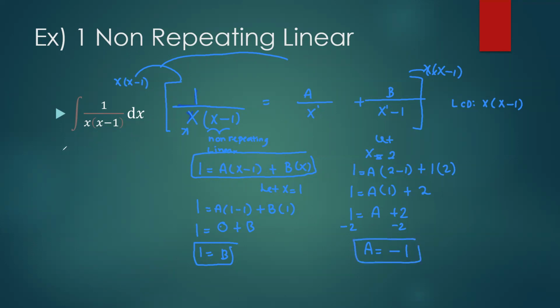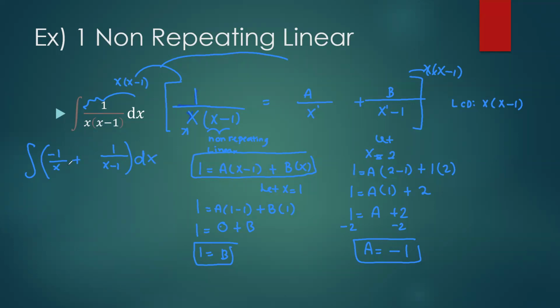Okay, so now this whole thing decomposes as negative 1 over x plus 1 over x minus 1, times dx. Okay, so now I have to take the integration of this.